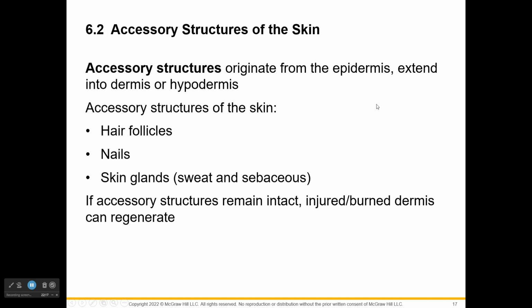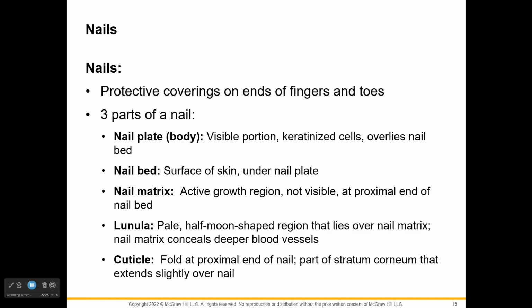Okay. Let's move on from the skin and look at the accessory structures. That's your hair follicles, your nails, and those glands we kind of mentioned. So nails are these protective coverings on the ends of your fingers and toes. These need protecting because they are exposed and we use them a whole lot. There's 3 parts of your nail: the nail body, the nail bed, and the matrix. So the nail body is the part that you are painting, if you're into that. And it's the visible part, and it's all keratinized cells.